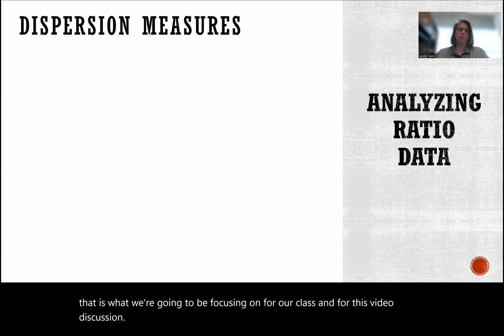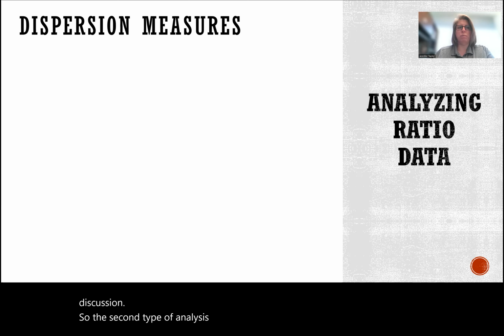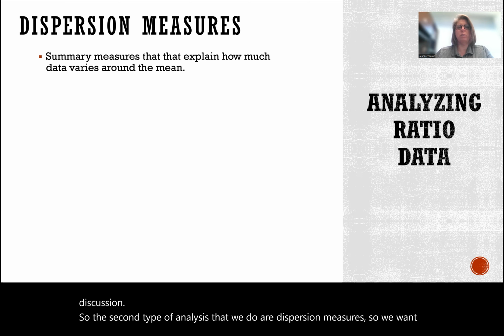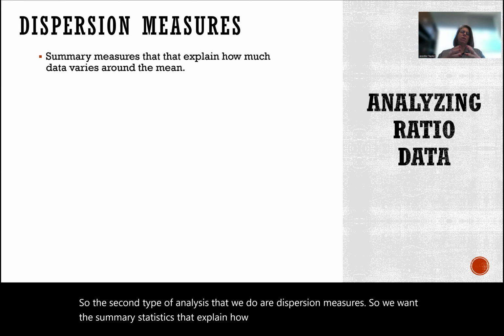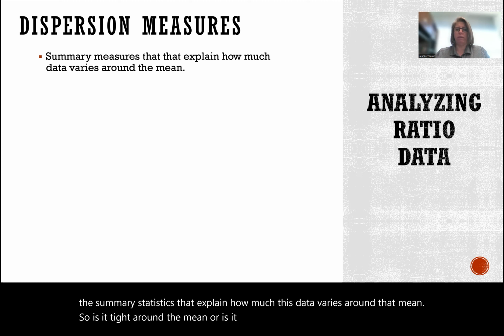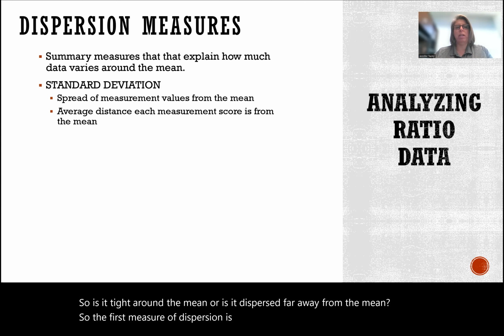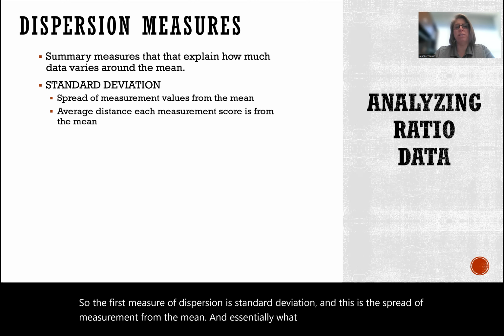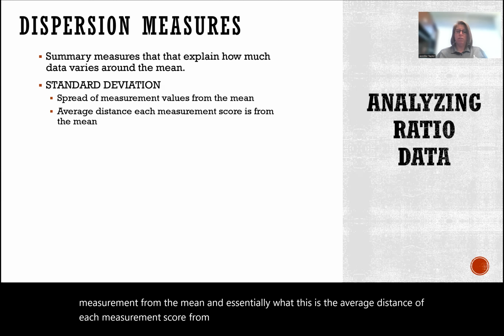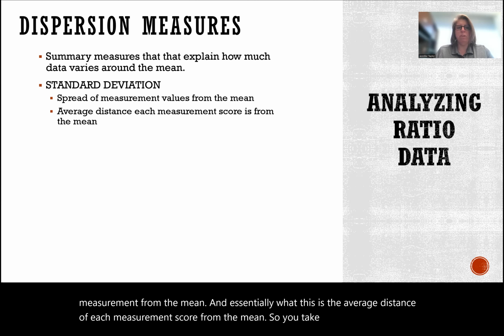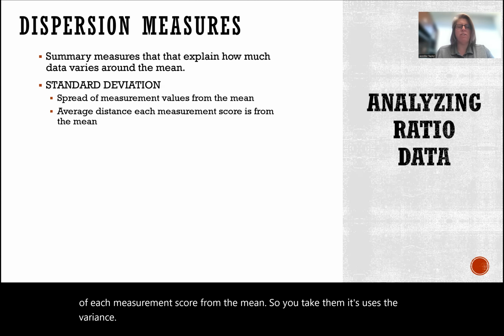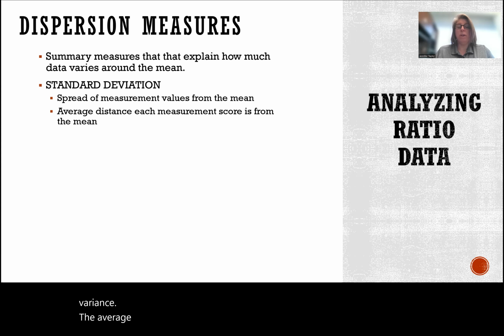So the second type of analyses that we do are dispersion measures. So we want these summary statistics that explain how much this data varies around that mean. So is it tight around the mean, or is it dispersed far away from the mean? So the first measure of dispersion is standard deviation, and this is the spread of measurement from the mean. And essentially this is the average distance of each measurement score from the mean. So you take the variance, the average variance, and it's the square root of the average variance, and that's how you get the standard deviation.